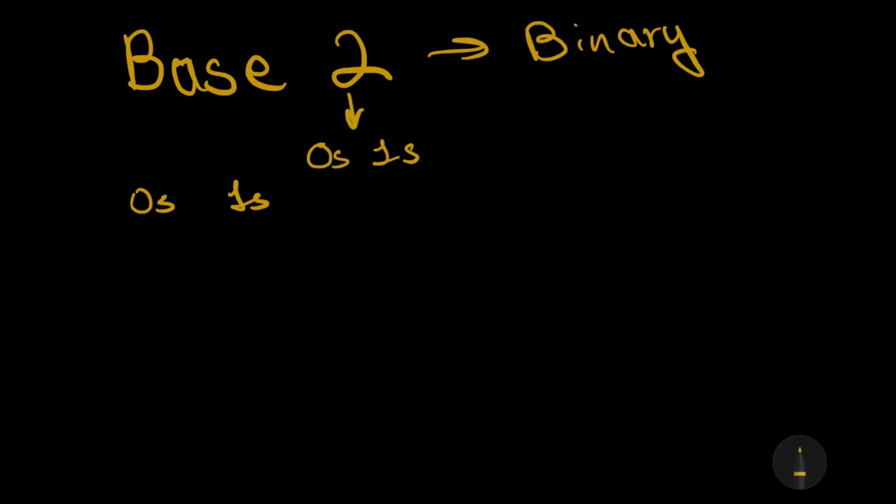The reason that this works is because the zeros can be interpreted as off, and the ones can be interpreted as on. And using this system of off and on, we can create complex systems that translate into instructions for the computer. So without base 2, we couldn't have made computers.